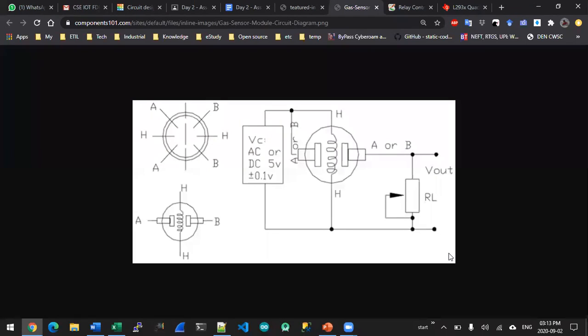In the gas sensor, you can see in the circuit, in the big circle, there is a coil which is actually the heater. There are two H terminals, which are for the heater. We have to connect a 5 volt power supply across the coil so that the heater is turned on and the sensor will start its working.